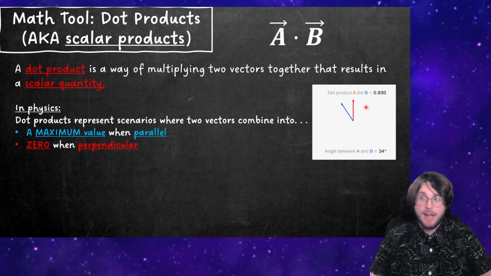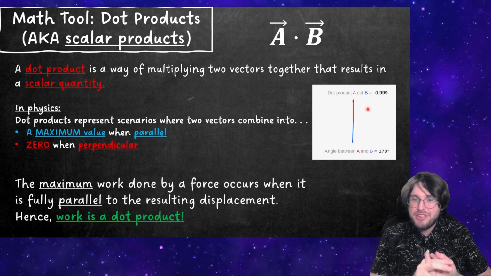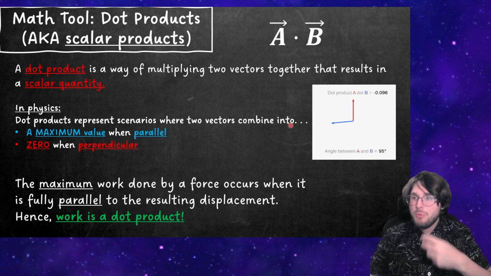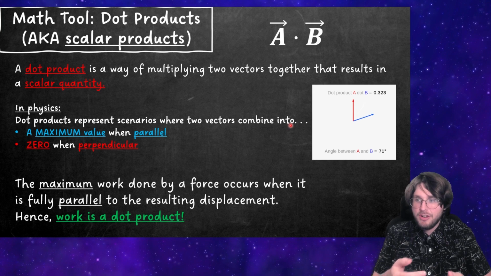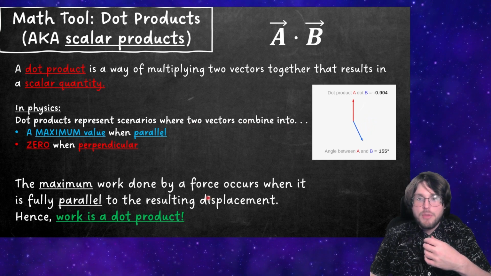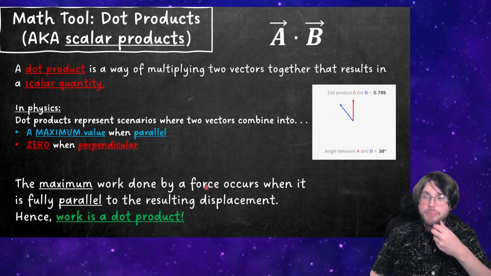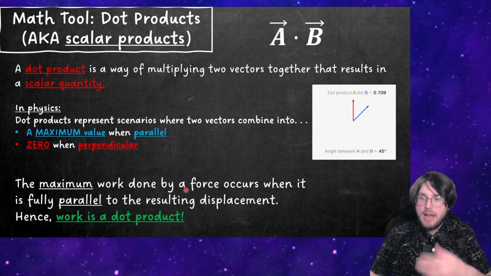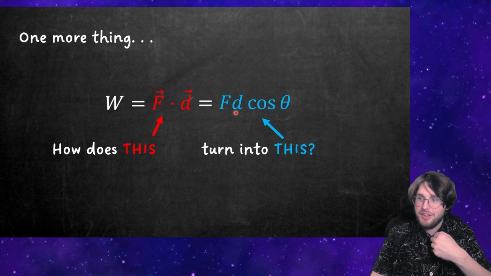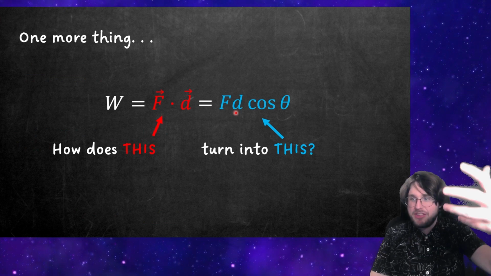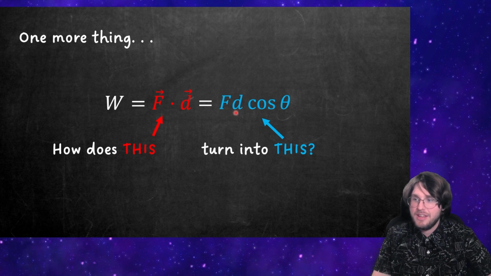Notice the same thing happens here. This pops up in a lot of scenarios, the first of which, I suppose, is work. Remember, we want the force being applied to the object to be parallel to the displacement in order to consider it doing work. The maximum work done by a force occurs when it's fully parallel to the resulting displacement. So we are defining work in physics as a dot product. That's where the cosine of theta comes in on the equation as well, because cosine maximizes when two things are parallel and minimizes when the angle between them is perpendicular.